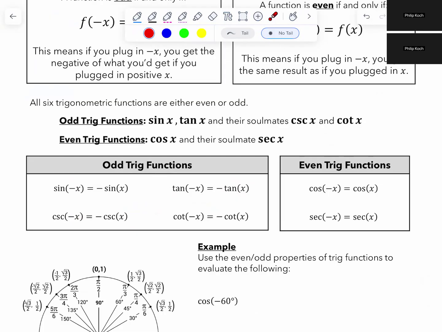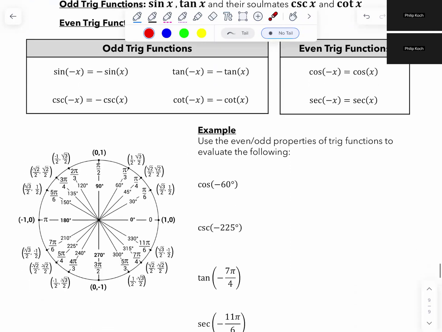And then even ones are secant and cosine, particularly cosine. Cosine is an even function, which therefore means that secant must be an even function as well. Useful little properties, not super important, but they do pop up from time to time. I'll provide those. Those aren't intuitive, so I will provide those on the exam. You don't have to have the odd trig functions and even trig functions memorized.